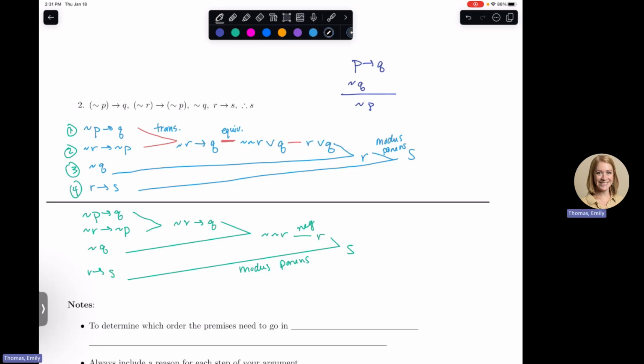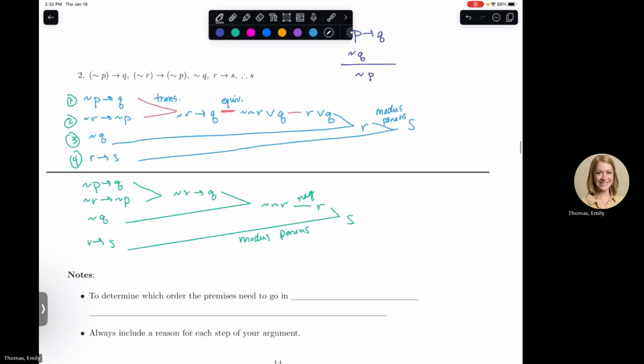Making yourself columns, like this is your first column, you've got this many, and then you combine them and make fewer, and you combine them and make fewer in the next column. That would work too, until you get to the conclusion. Just do it in a way that makes sense to you, especially if this doesn't. Okay.